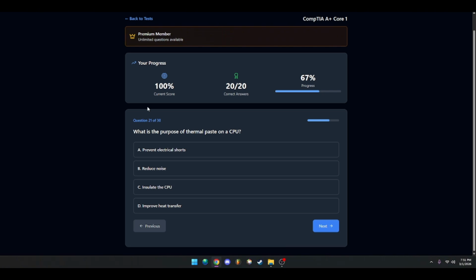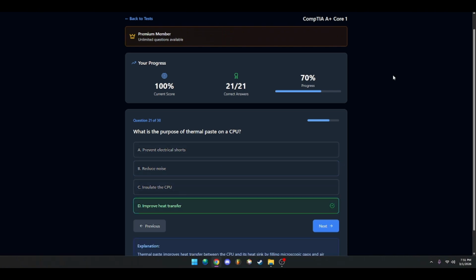And the answer would be D, improve heat transfer. You put the thermal paste on your CPU before you put the heatsink on, and this helps to conduct the heat between the two parts so that way your CPU can stay cool.